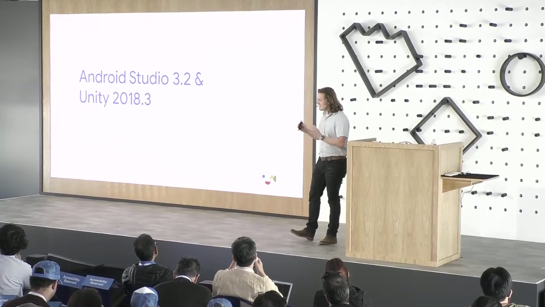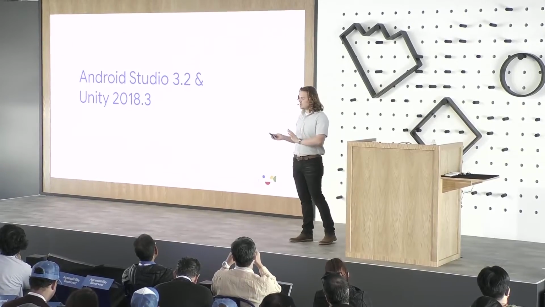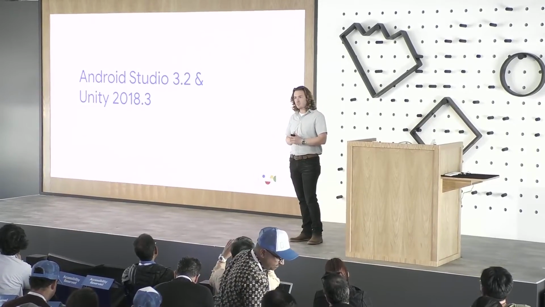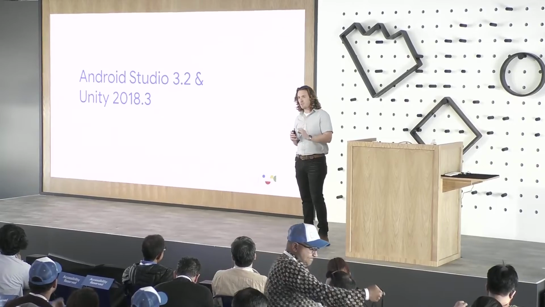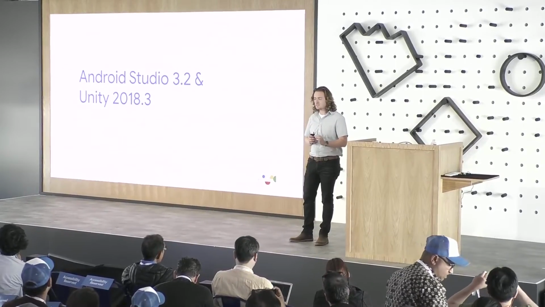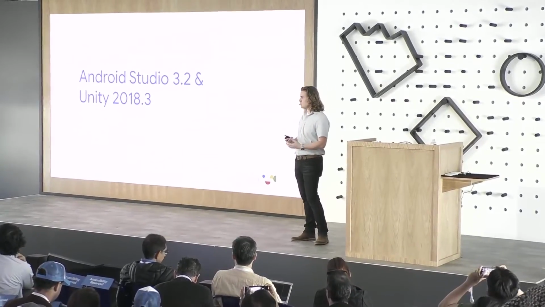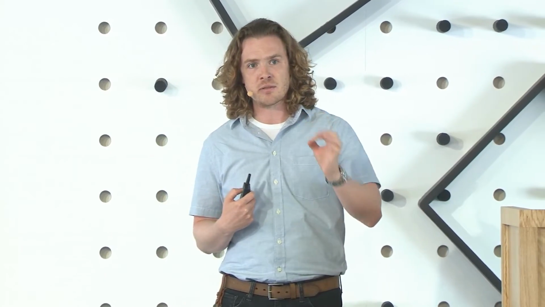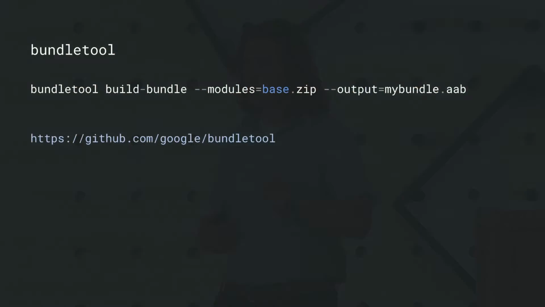I talked about that. If you're using Unity 2018.3 and above, you can simply choose to build an app bundle instead of an APK. Or if you're using Android Studio 3.2 and above, you can, again, choose to build an app bundle instead of an APK. And then once you build that app bundle, you just upload it straight to the Google Play Store. Now, if you have a custom build pipeline or something like that, you can use a great tool called bundletool to generate an app bundle from the command line.